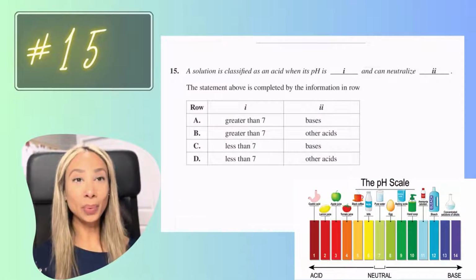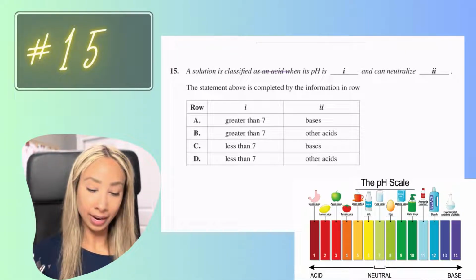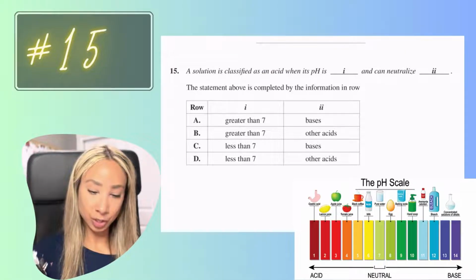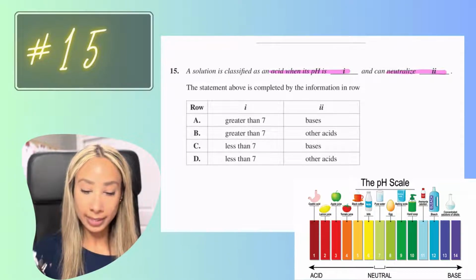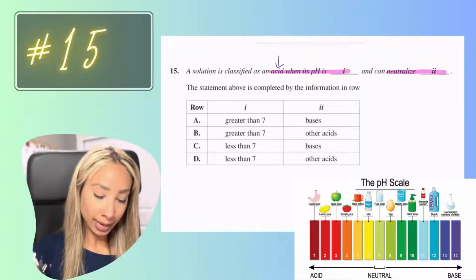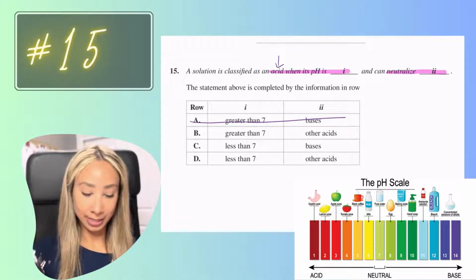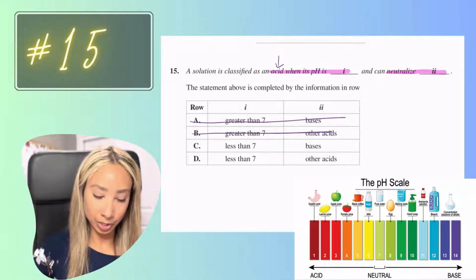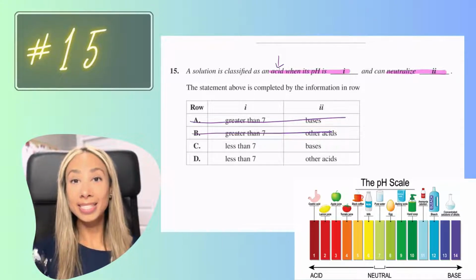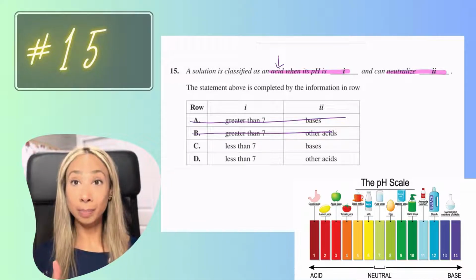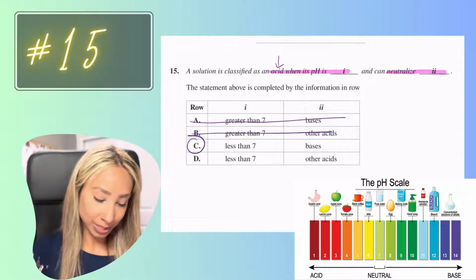Number 15. So we want to know a solution can be classified as an acid when its pH is blank and can neutralize blank. So if we know we're looking at an acid, we're looking at something that's going to be less than 7. So I can cross off these 2. And if it's going to neutralize something, so if you have an acid, it's going to neutralize the opposite of that. So that's going to be a base. So that means our only option that's going to work for this is going to be C.